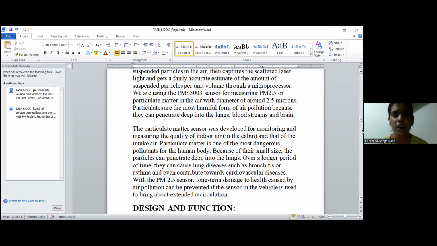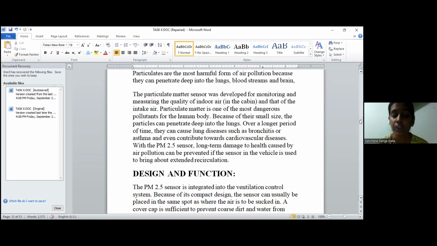So it may have severe effects on human life. It can even lead to death if left for a longer period. It can cause asthma, lung cancers, etc.